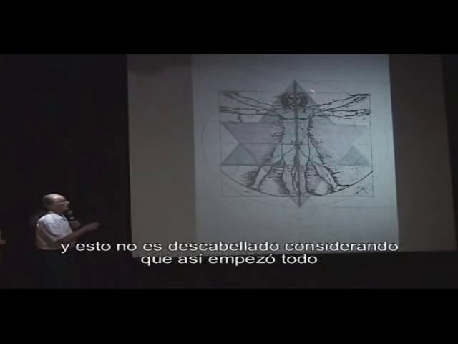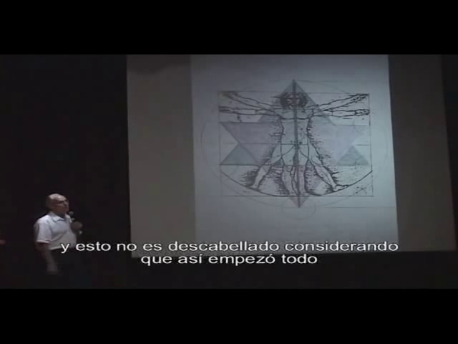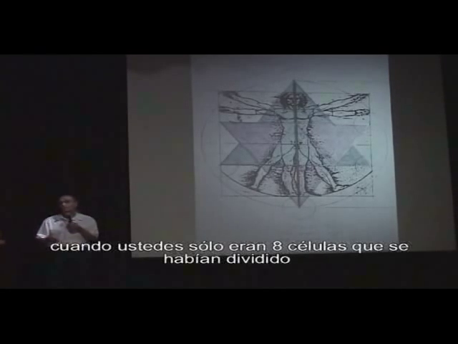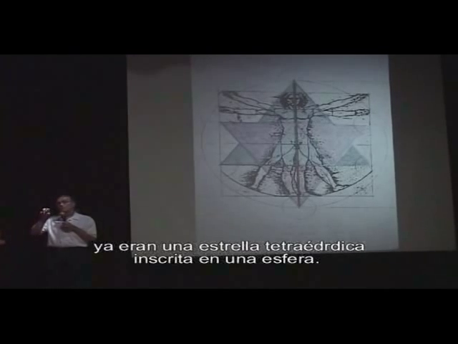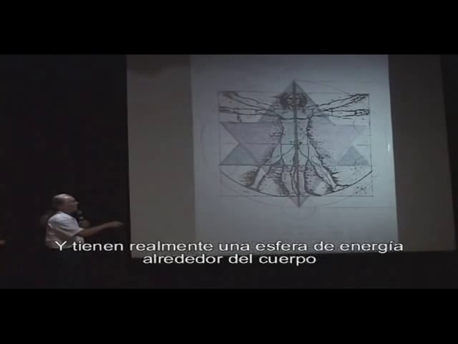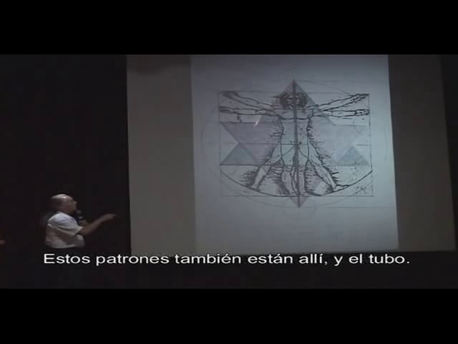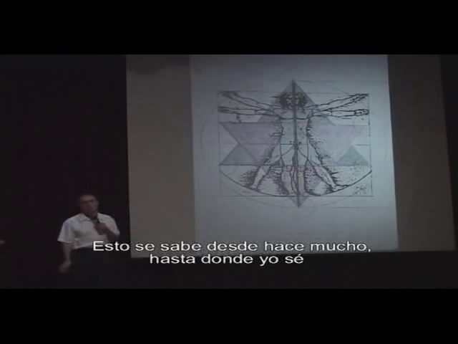This is not outrageous, considering that's how it all started. When you were a little tiny 8-cell division, you were a star tetrahedron inscribed in a sphere. And you have a sphere of energy around your body that's actually there. It's electromagnetic in nature, and this pattern is really there. And this tube is really there. The Tibetans have known this for a long time.